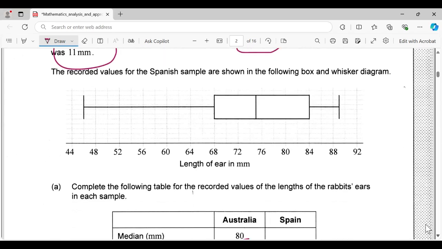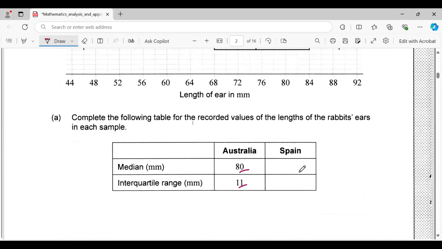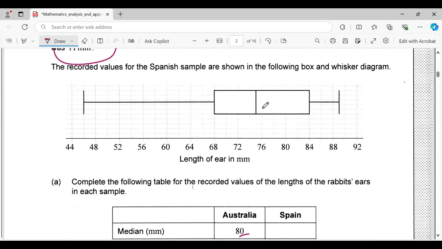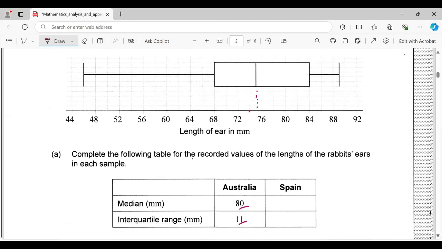Now, how do we complete this table for Spain? Spain median, look at that. This is the median for Spain, the median between, if this is 72, this is 74, between 74 and 76. So the median for Spain is 74 plus 76 over 2. And it is 75. So this is 75.